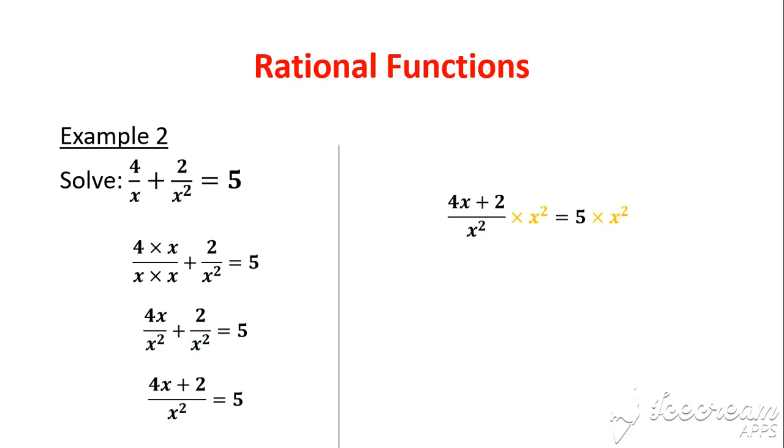Now, let's multiply both sides by x squared to get rid of the divided by x squared. That leaves me with 4x plus 2 is equal to 5 times x squared. Let's get everything over to one side and put it equal to 0 to form a quadratic equation. So we're going to put the 4x onto the other side to make it a minus 4x, and the plus 2 becomes a minus 2. And we have a quadratic equation, 5x squared minus 4x minus 2 equal to 0.